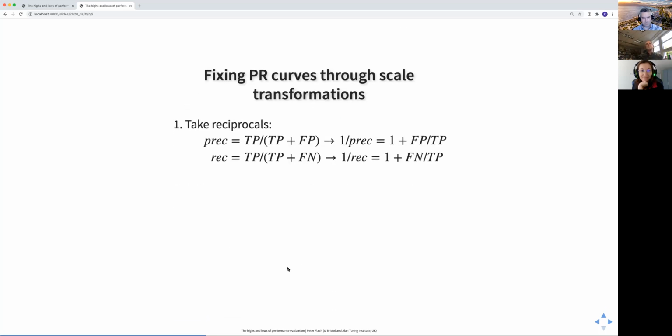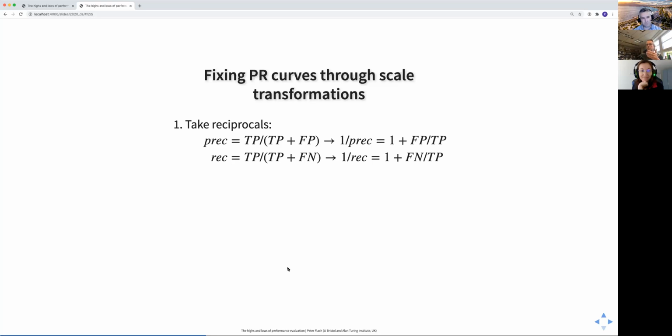What are the scale transformations that we apply? First of all, the harmonic mean is already a bit of a giveaway. We're going to take the reciprocal. So this is the change of scale, which means that the harmonic mean on the left would correspond to an arithmetic mean on the right. But this isn't the end of the story, because if you look at these expressions, you realize that the range of the expression on the right is from 1 to infinity.